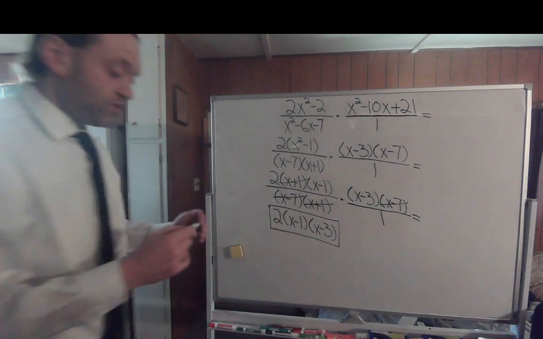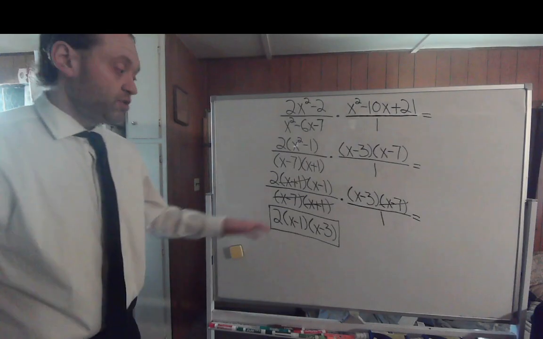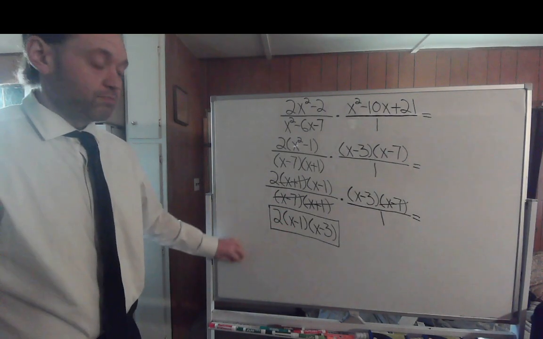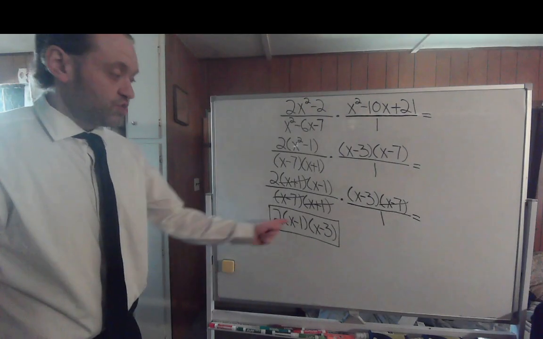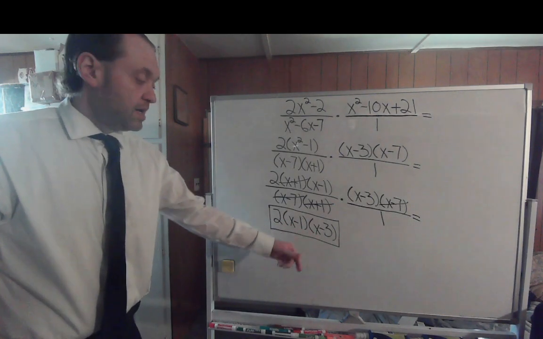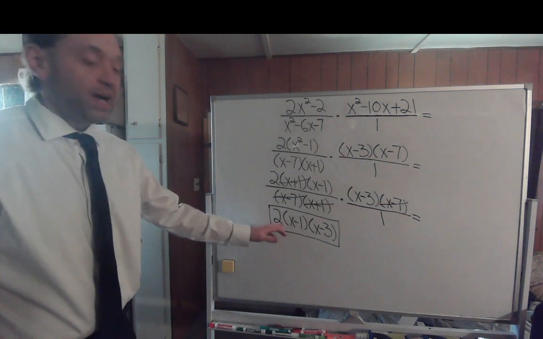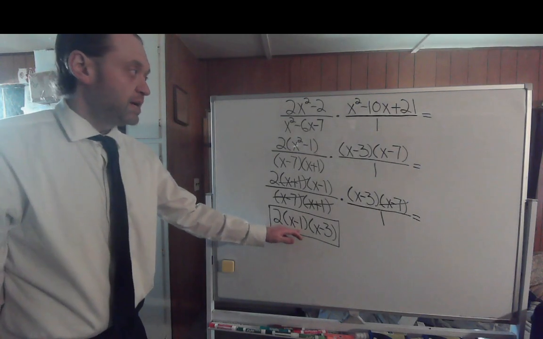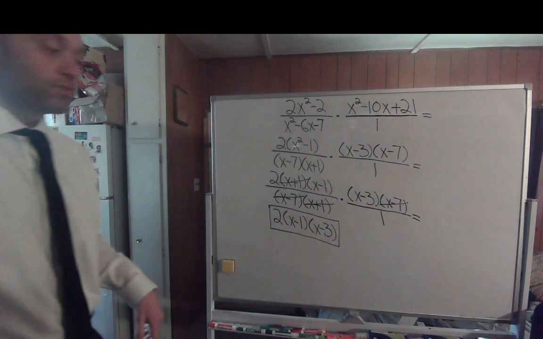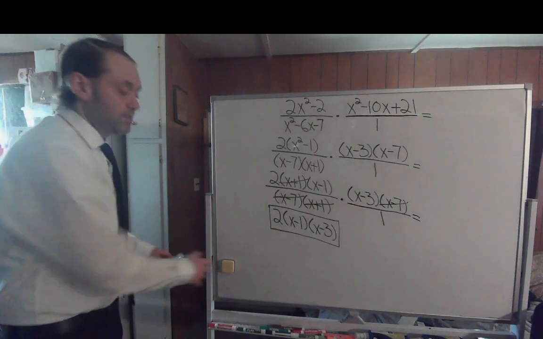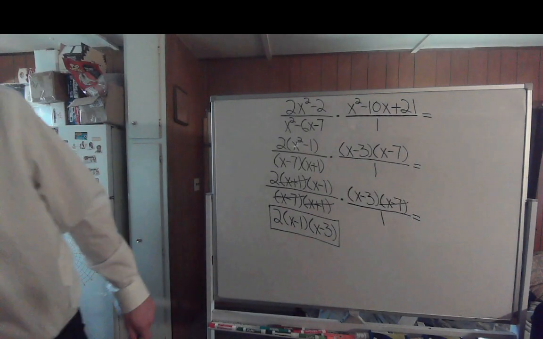And if you care to, or if your teacher really is big on you expanding this out and getting a quadratic result, you can just FOIL these two binomials and then distribute the 2. But we're going to leave it factored. 2 times the quantity of x minus 1 times x minus 3. That would be the best way to write this.